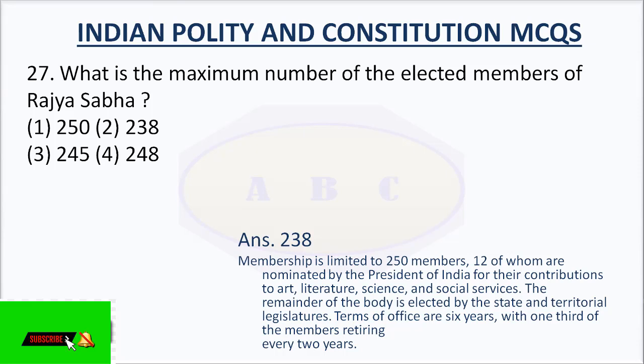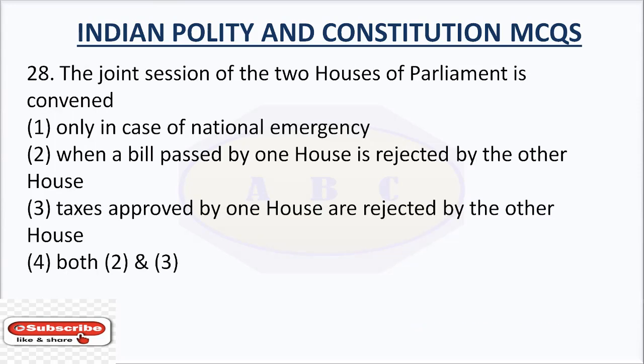250 members, 12 of whom are nominated by the President of India for their contributions to art, literature, science, social services. The remainder of the body is elected by the state and territorial legislatures. Terms of office are 6 years, with one-third of the members retiring every 2 years.